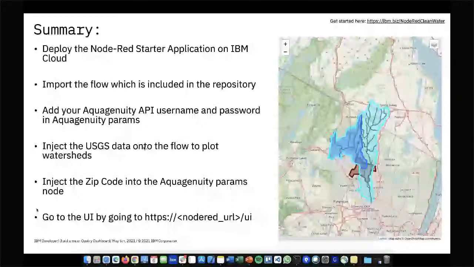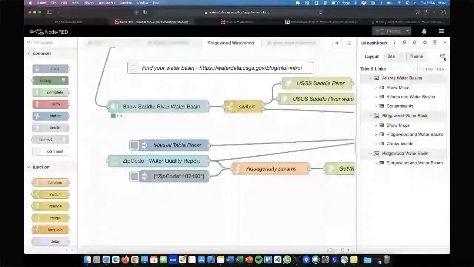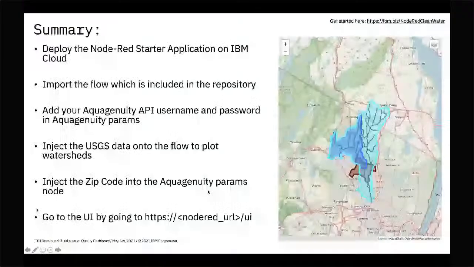And like I mentioned, you can access the UI in two ways. You can go to this arrow right here, click on dashboard, and click on the hyperlink here, and it'll take you to the dashboard, or your Node-RED URL /UI to see this dashboard, basically.